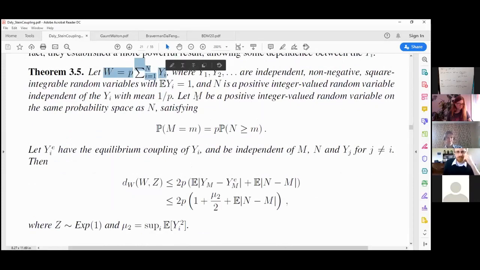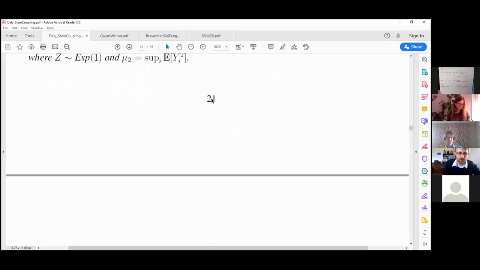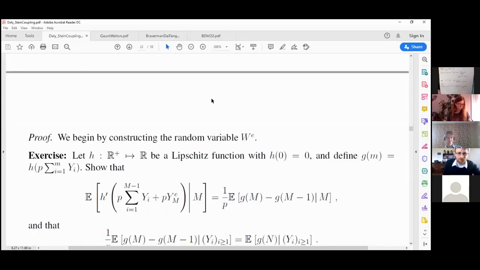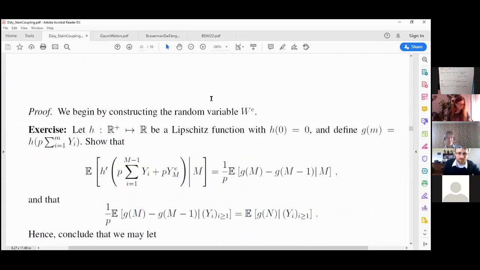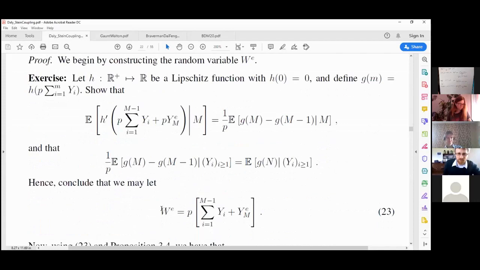To do that is not terrible once you know what the answer is, though it's one of those things where I have no idea how. You have to play for a while to see what the answer is before you can then see how to get there. But I can explicitly write down the equilibrium version of this scaled geometric sum.